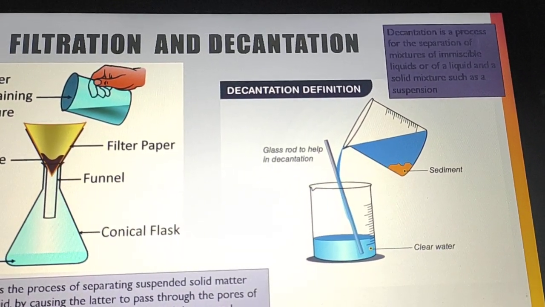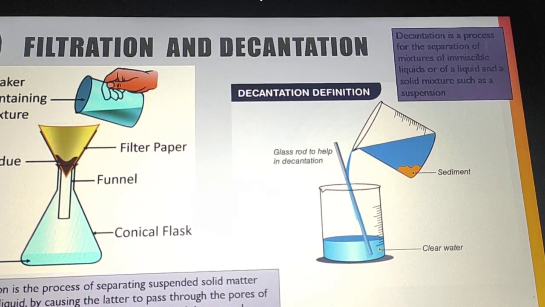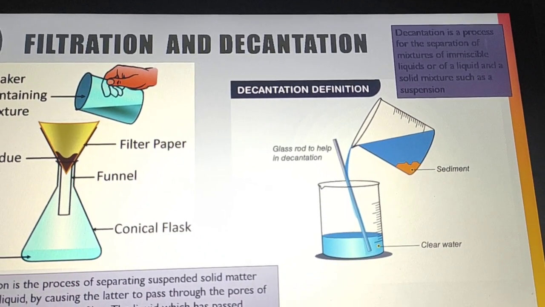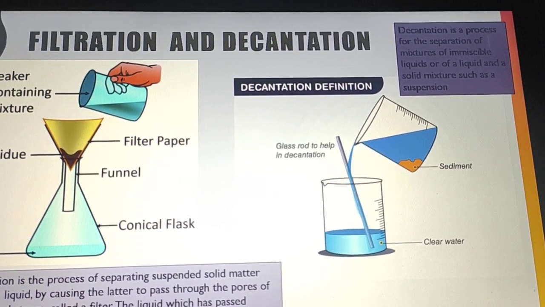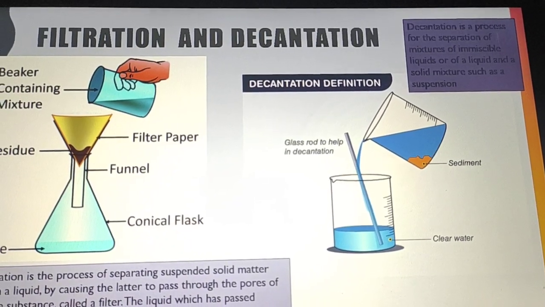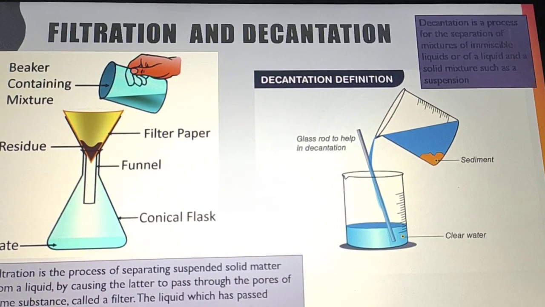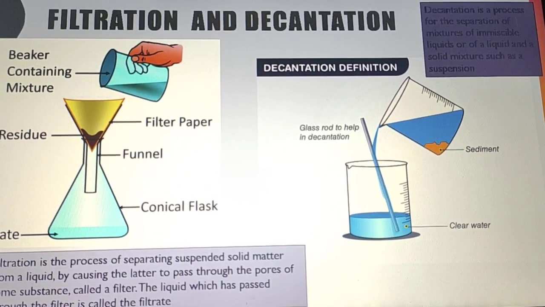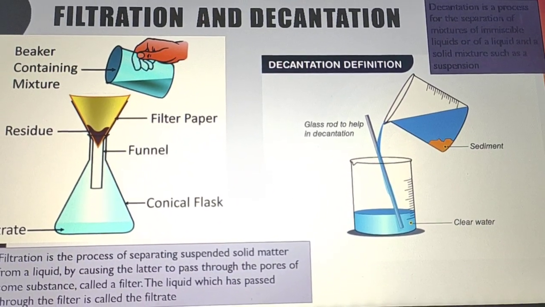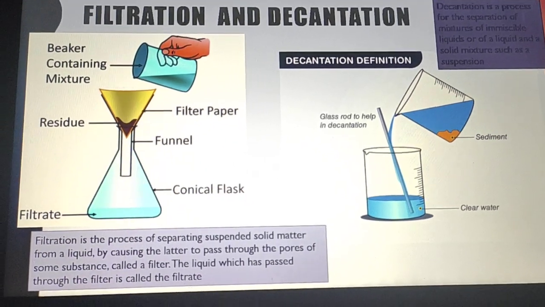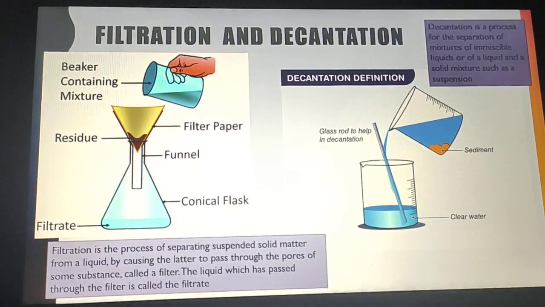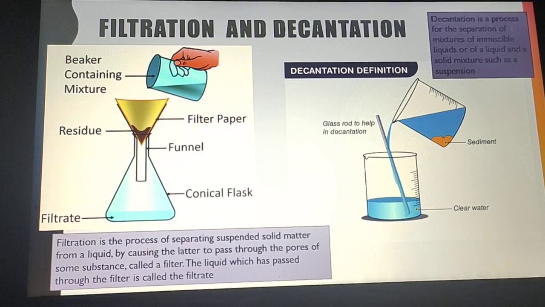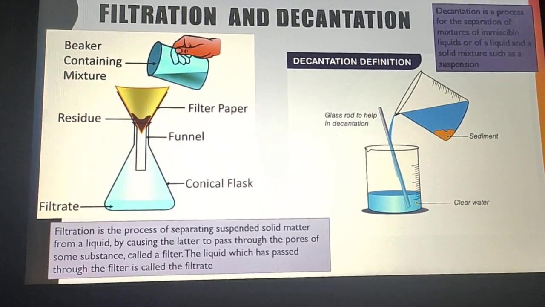This is decantation. Decantation is a process for the separation of a mixture of immiscible liquids, or of a liquid and a solid mixture such as a suspension. This is a normal process. With two beakers, where there are sediments, you can separate from beaker to beaker by using a glass rod. That is a simple and easy process that can be done manually. There is no need of a funnel, filter paper, etc.